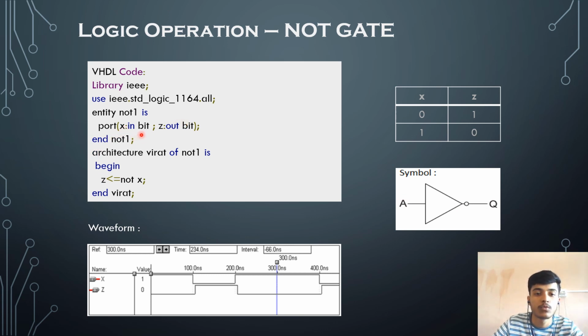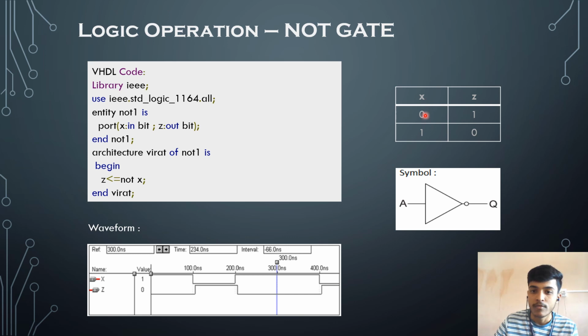X is the input port, which is in the form of bit 0 or 1, a single input, and the output is Z, a single output in bit form. Then in the architecture we begin: z is less than or equal to not of x. NOT is already inbuilt inside this library. I am importing all the modules. Then not of x is nothing but z.